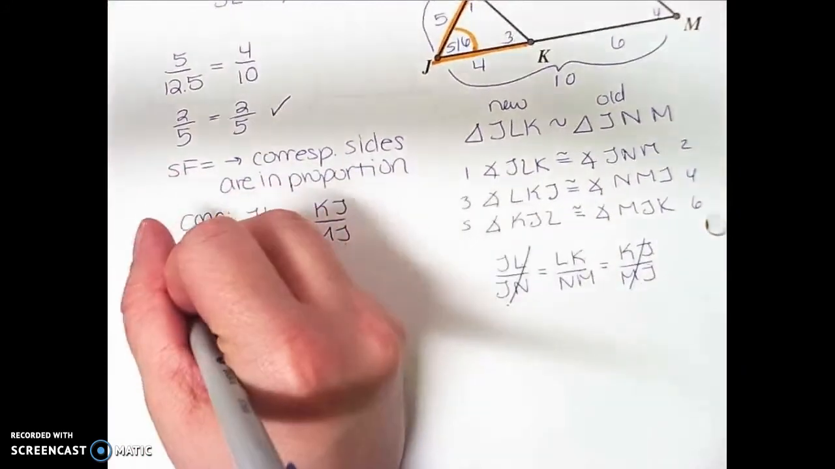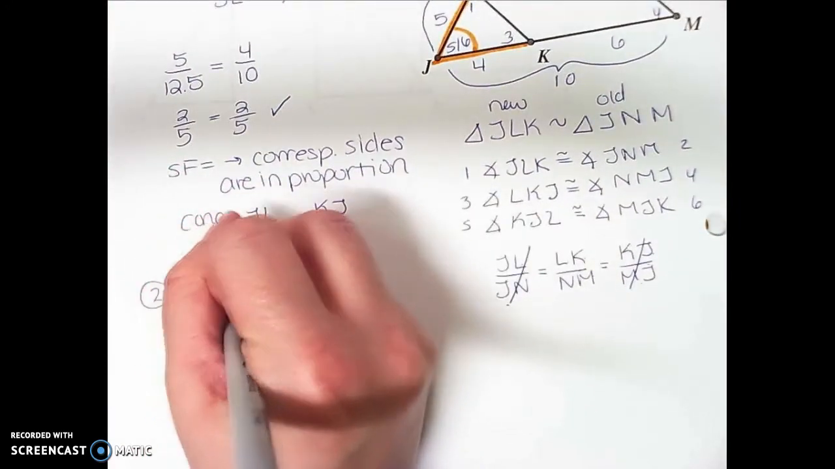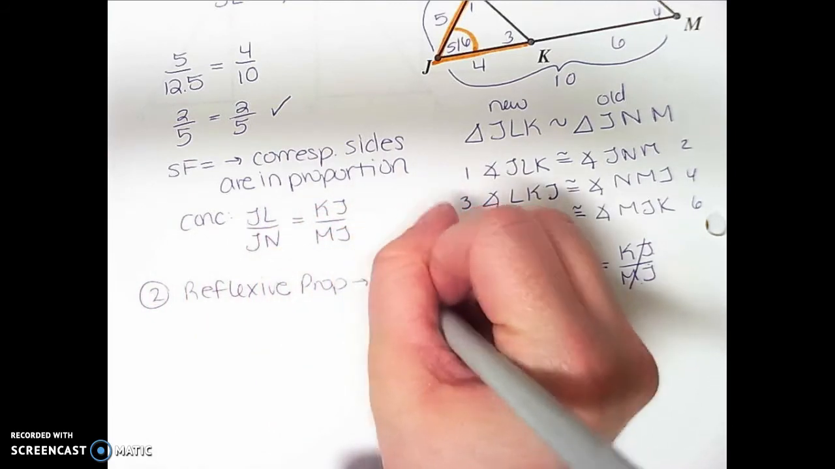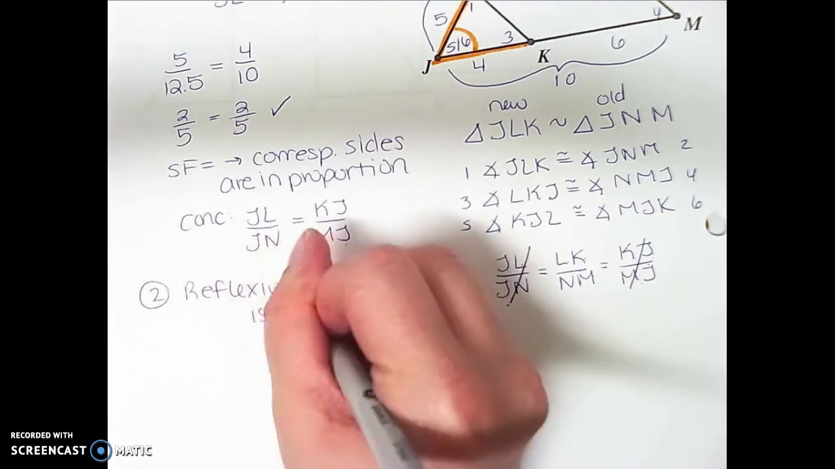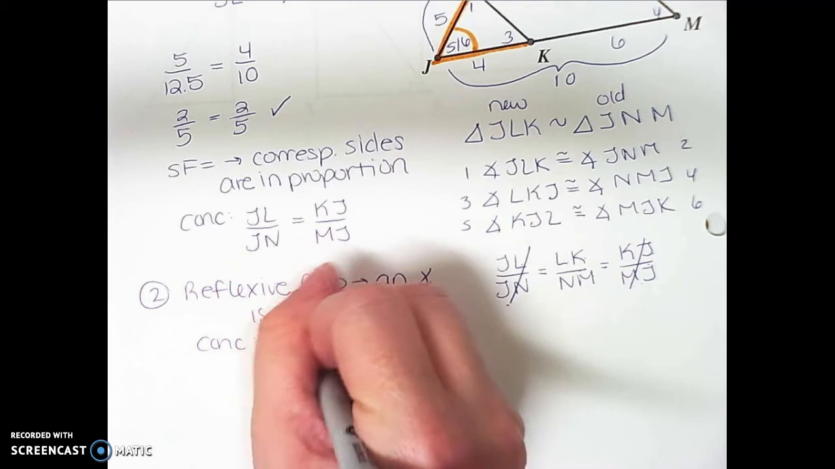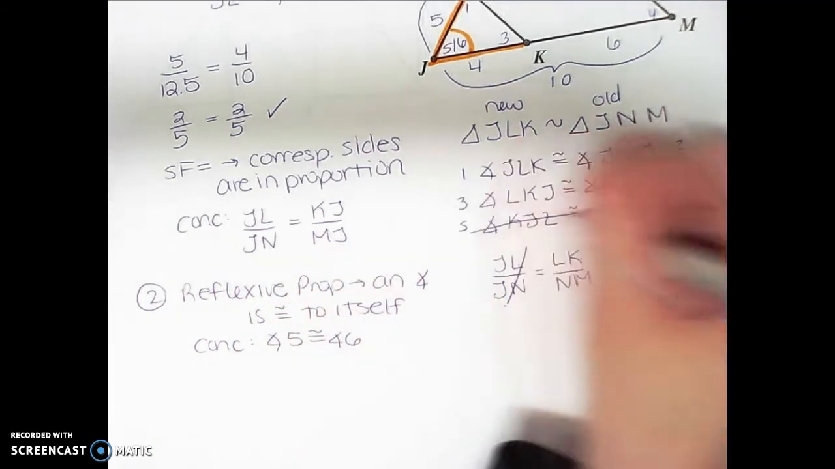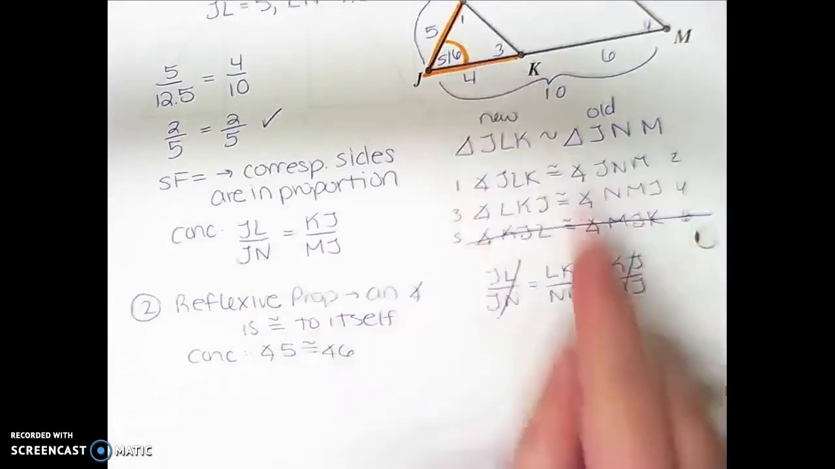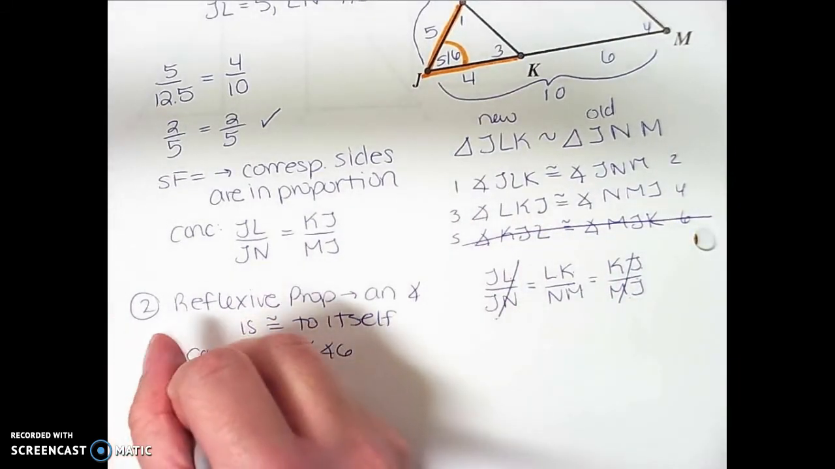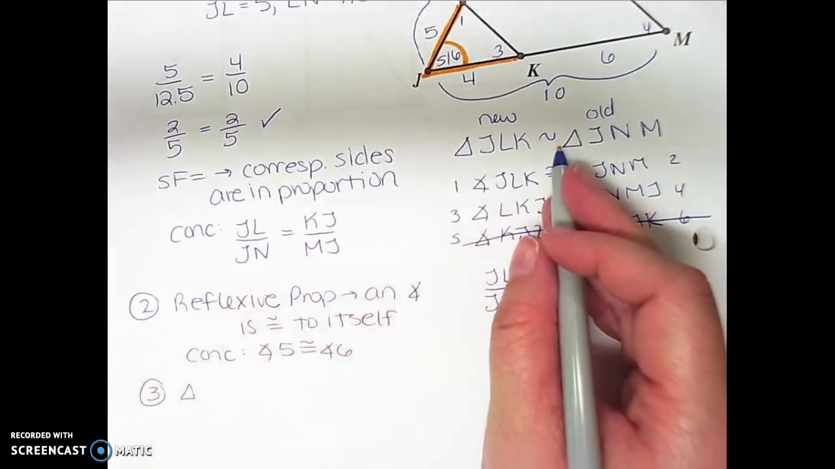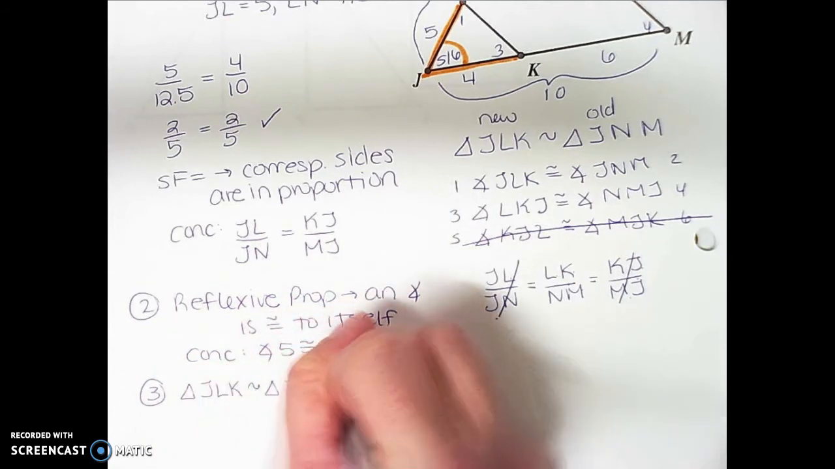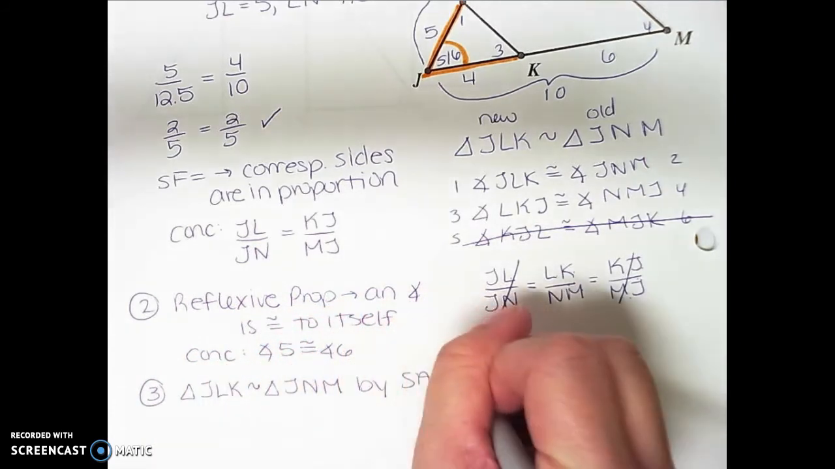So step 2, reflexive property says an angle is congruent to itself. So conclusion, angle 5 is congruent to angle 6. Cross it off your list. It's already marked in the diagram. Those are your 3 items, 1, 2, 3. So we're ready to say that the triangles are similar. And again, I'm getting my similarity statement from right here. By side, angle, side, similarity.